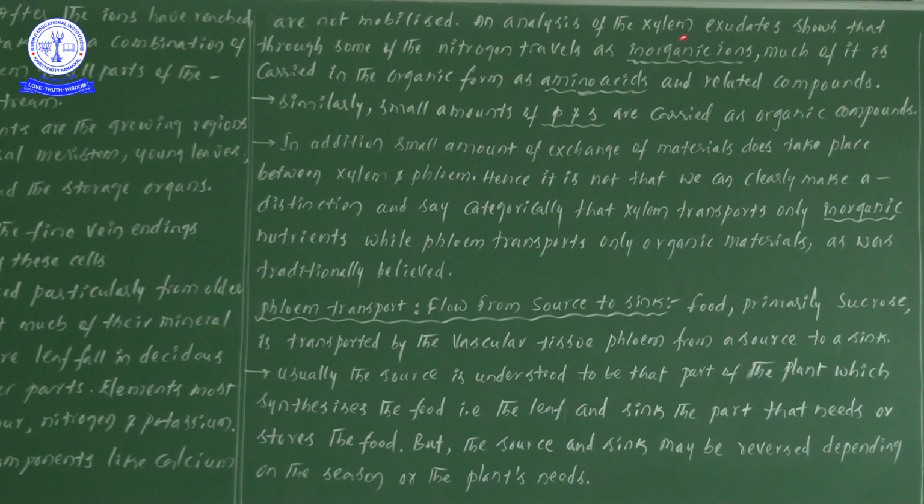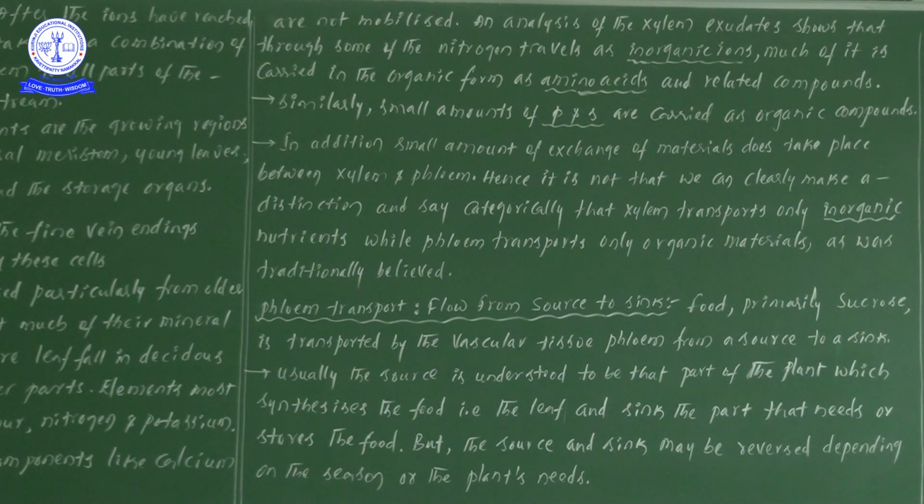If you take the analysis of the xylem exudates, meaning what are the mineral ions which are going from one place to another place in the xylem. If you observe there in the xylem members, generally we will observe some nitrogen compounds or some nitrogen-related inorganic ions. And much of it is carried in the organic form. So what is the point we are getting more? In the xylem members, inorganic ions are there as well as organic chemical molecules, organic compounds. So nitrogen-related compounds are going to be translocated in the form of organic substances, for example amino acids as well as some other related compounds.